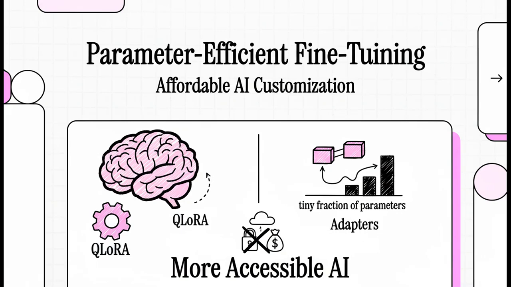So, if you're a builder in the AI space, you know the struggle, right? Adapting these huge, powerful models is just incredibly expensive. But what if there was a way to customize them for just a tiny fraction of the cost? Well, today, that's exactly what we're digging into, a powerful set of techniques that makes it happen.